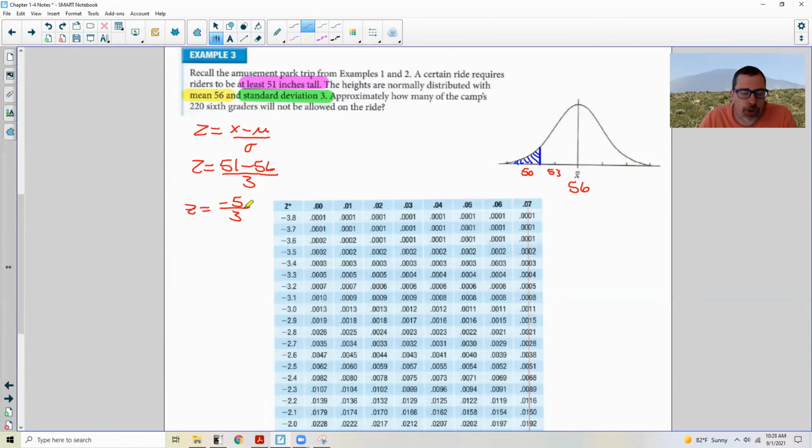That would be negative 1 2/3 as a decimal, which is approximately, I should use an approximation here. So it's a repeating decimal. So Z is approximately negative 1 2/3, which is 0.6 repeating. I'll say negative 1.67. Okay, that's our Z score.